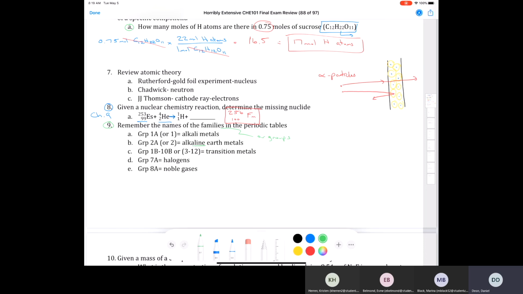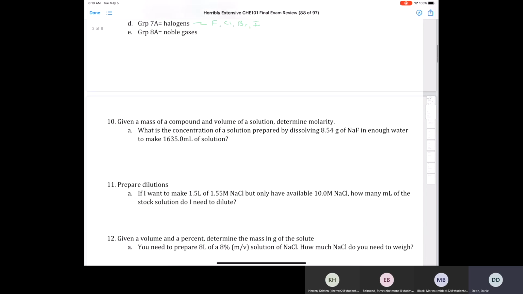Then we have the halogens, of course, and we spend a lot of time talking about the halogens, which are fluorine, chlorine, bromine, and iodine. And then the noble gases, which is the last group, group 8A. The noble gases are very unreactive. Very few compounds are formed from the noble gases. Okay, let's move on from there.